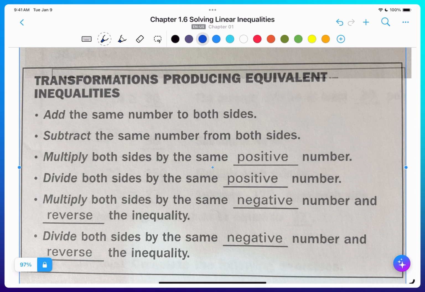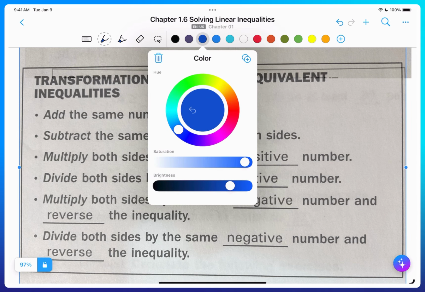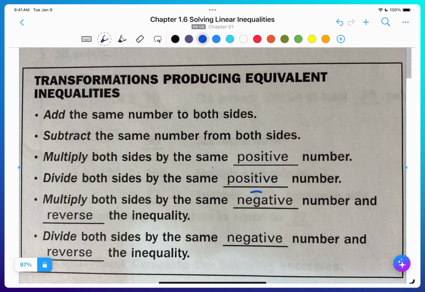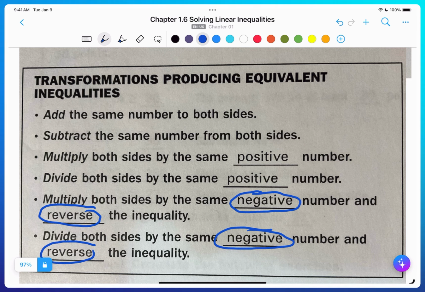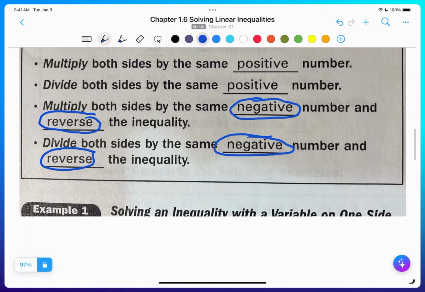When you multiply by a negative number, you then reverse the inequality. And the same thing goes with division. If you divide by a negative number, you have to reverse the inequality. Because by multiplying by the negative number, you've turned the inequality in the other direction. Anyway, that's what that's about.